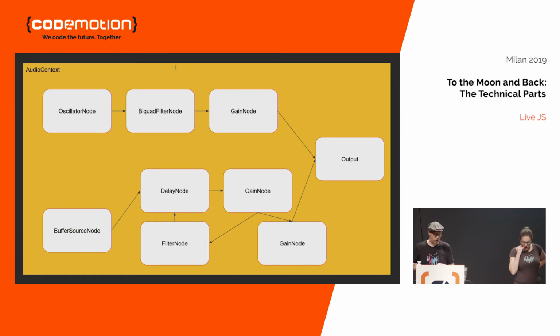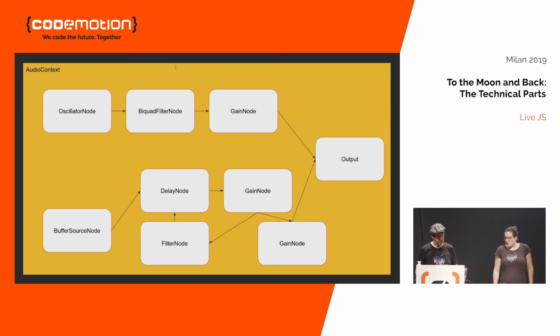And on the bottom, we have another example. The buffer source node allows you to play back samples. I've been using this morning for the drums, for example. And then you have this concoction of the delay node, a couple of gain nodes, a filter node to give you a very nice filterable delay effect, which you've been hearing as well this morning. And everything is just connected to the output of the audio context, and thus you can hear it.